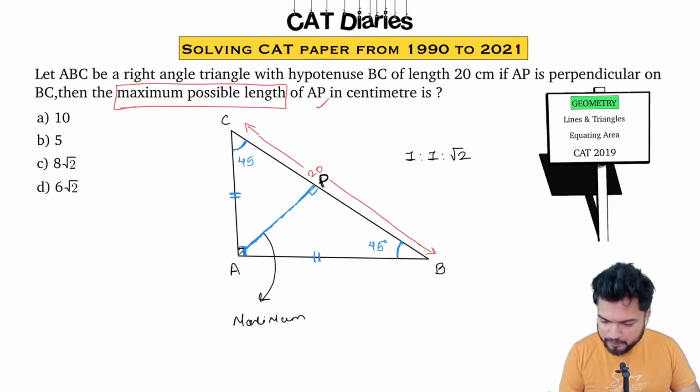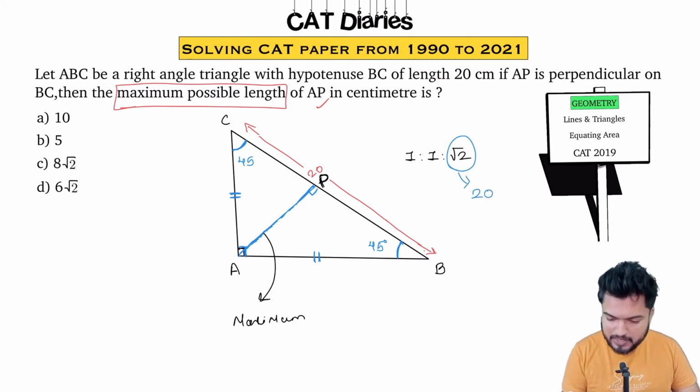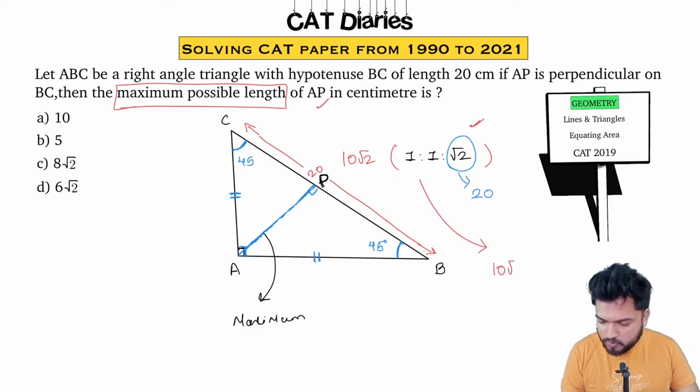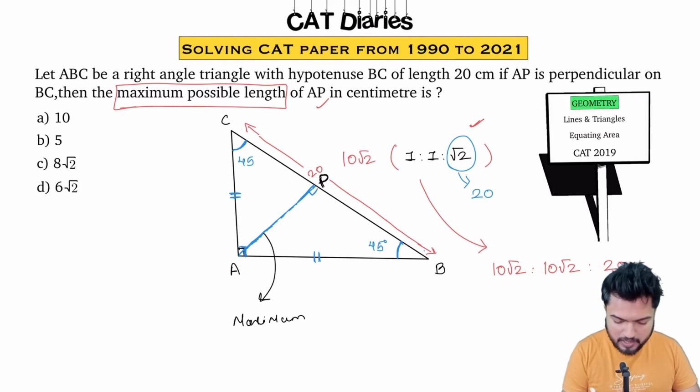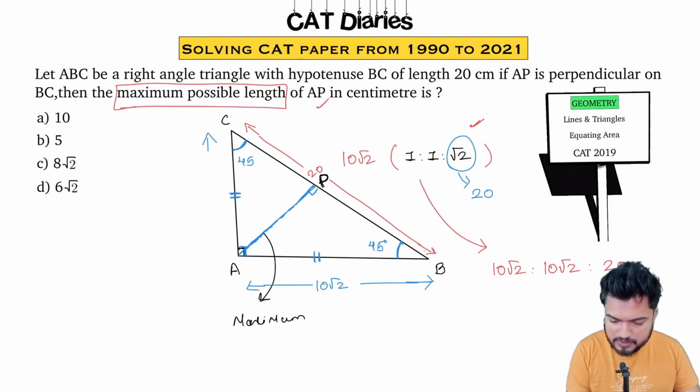What do I know? I know the hypotenuse is equal to 20. When will this become 20? When you multiply the entire ratio by 10 root 2, right? Then only you can say this will become 20. Which means the other two sides will become what? 10 root 2, and 10 root 2 into root 2 is 20. That is your ratio of the sides. So this side becomes 10 root 2, and so does this side become 10 root 2.